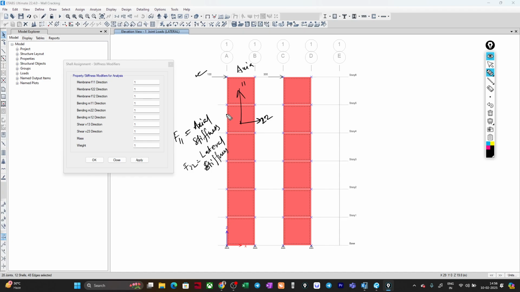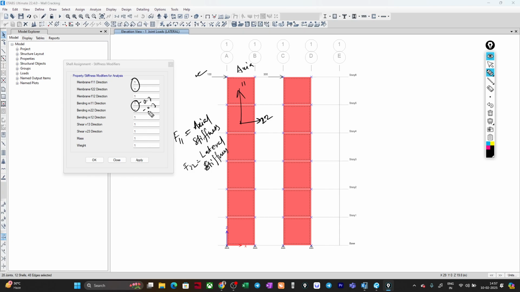What we will do, generally, is reduce these two aspects of the stiffness, F11 axial stiffness and F22 the lateral stiffness. But if you are also designing the wall for out of plane bending, then this will also come into picture. So we will make this 0.7, 0.7. If you keep 1, it means it is the full stiffness, not the reduced stiffness.